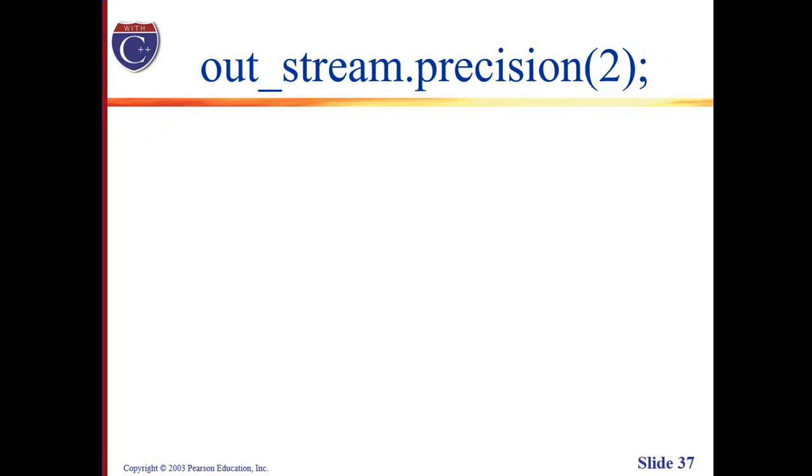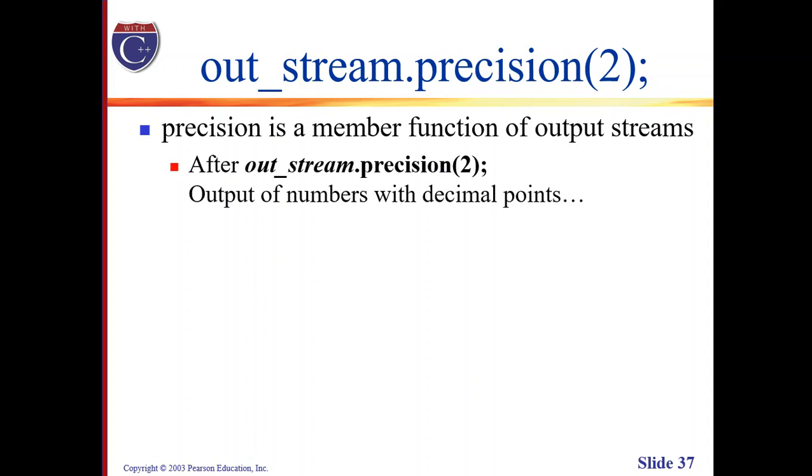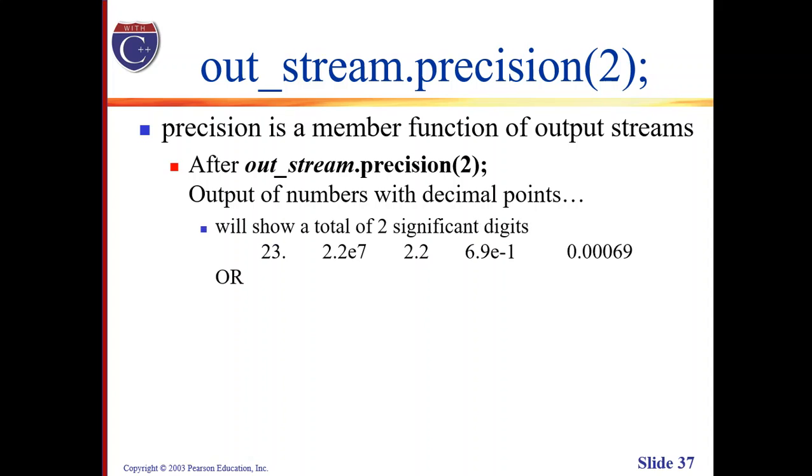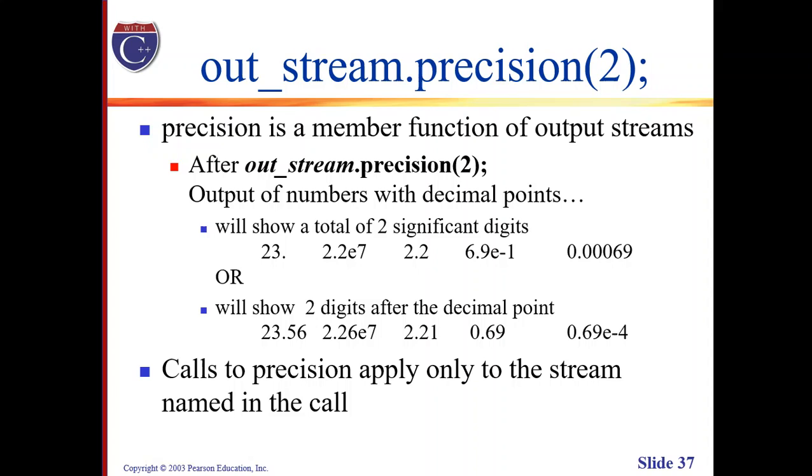So let's first talk about the outstream.precision function. So the precision, if we will recall, is a member function of output streams, such as this one. So what it does is, it will show a total of 2 significant digits, such as the following, or it will show 2 digits after the decimal points, just like this one. Calls to this function would only apply to the stream named in the call.